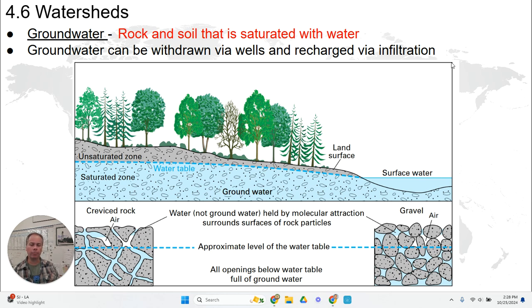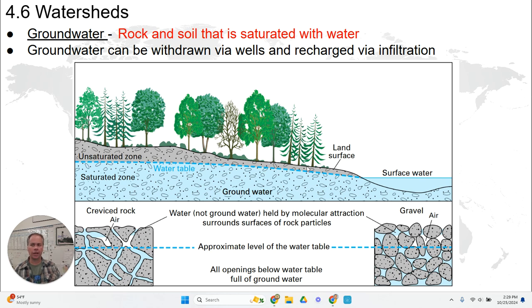Groundwater is an area beneath the surface that is saturated with water. It can be in soil. It can also be in rock that has pores, which can contain that water. If we look at this model on the top, we see a forest and the surface of the land. Then there's an area below the surface that is unsaturated. This is the unsaturated zone. It may contain some water, but it's not fully saturated.